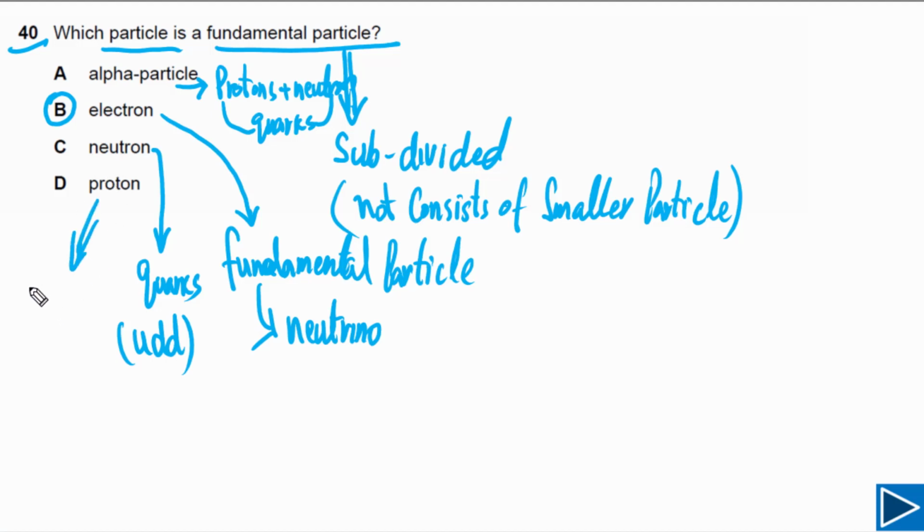Proton also consists of quarks. A proton consists of two up quarks and one down quark. So it consists of smaller particles, and the proton is also not a fundamental particle. So a fundamental particle simply means that it does not consist of smaller particles, or we cannot divide it into smaller particles.